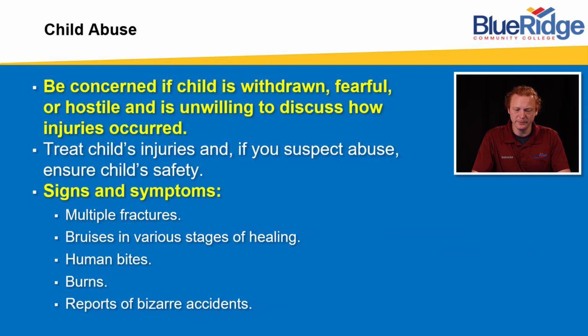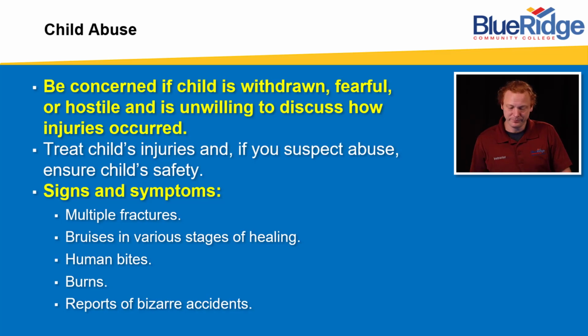Child abuse. Child abuse is not limited to any ethnic, social, or economic group or to families with any particular level of education. Suspect abuse if the child's injuries do not match the story you are told about how the injuries occurred. An abused child may have many visible injuries at different stages of healing. Be concerned if the child is withdrawn, fearful, or hostile, and is unwilling to discuss how the injuries occurred.